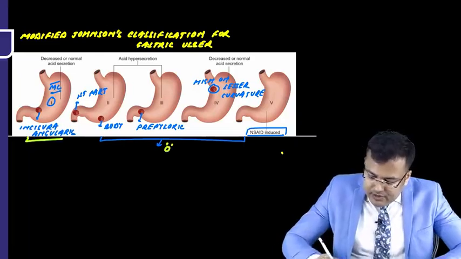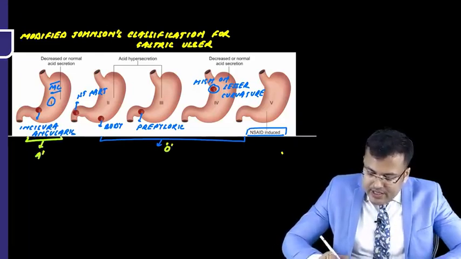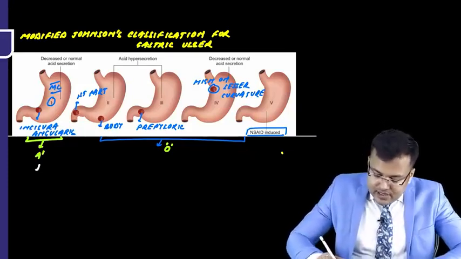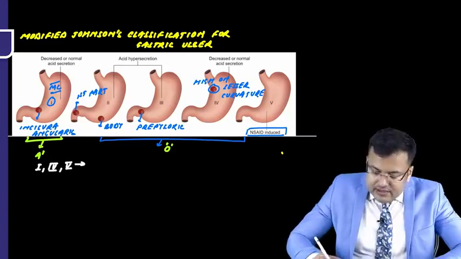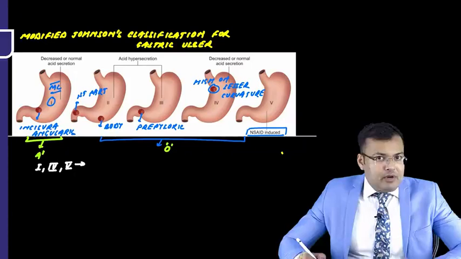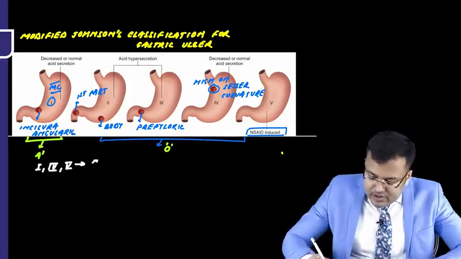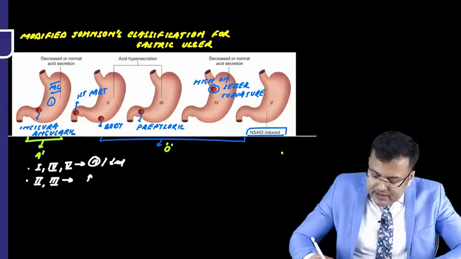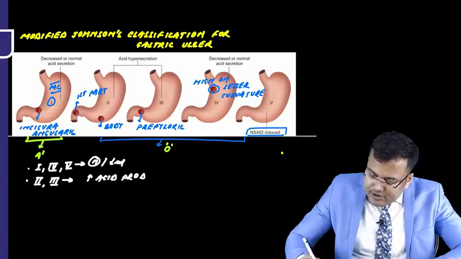But type 1 is associated with blood group A. In type 1, type 4 and type 5, the acid production is either normal or decreased. But in type 2 and type 3, there is increased acid production, or hypersecretion of acid.